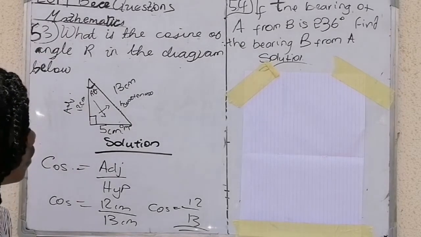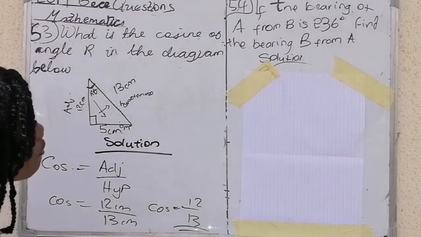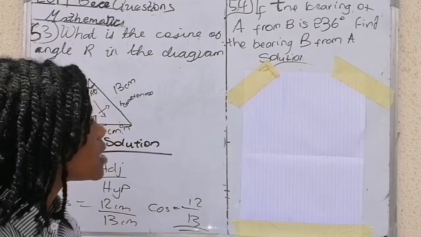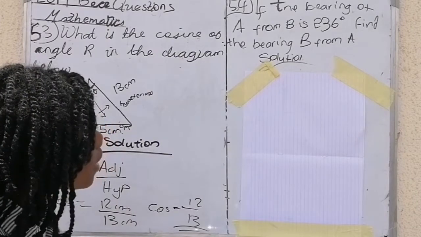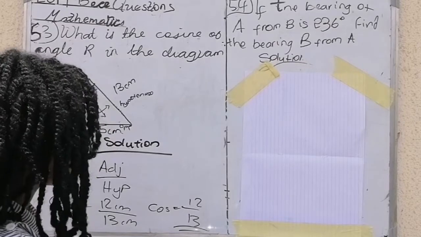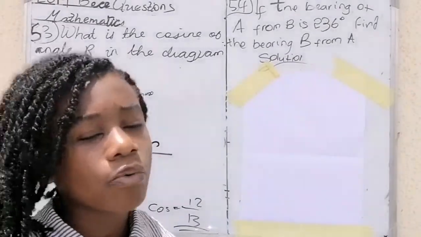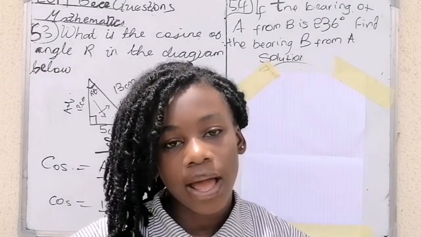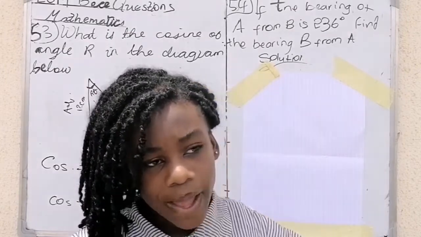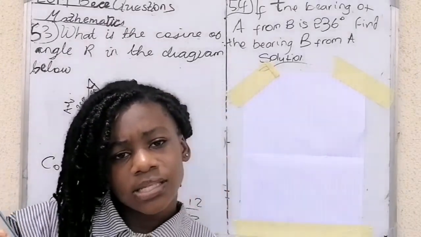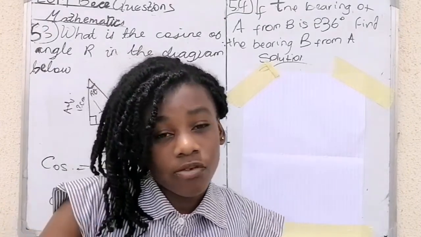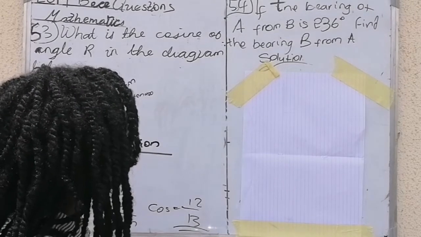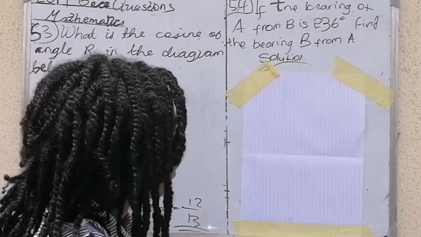So now moving on to question 54. What is the bearing of A from B? If the bearing of A from B is 236 degrees, find the bearing of B from A. Let's begin. So now I will need a protractor, a pencil, and also a ruler. It's always advisable to buy a mathematical set and keep it in case you will ever be in need of one. So let's solve.